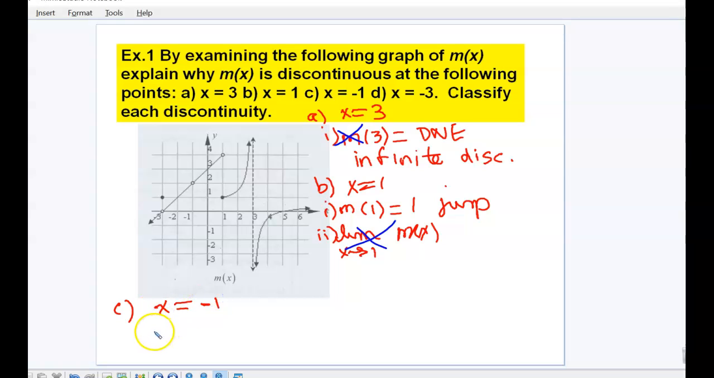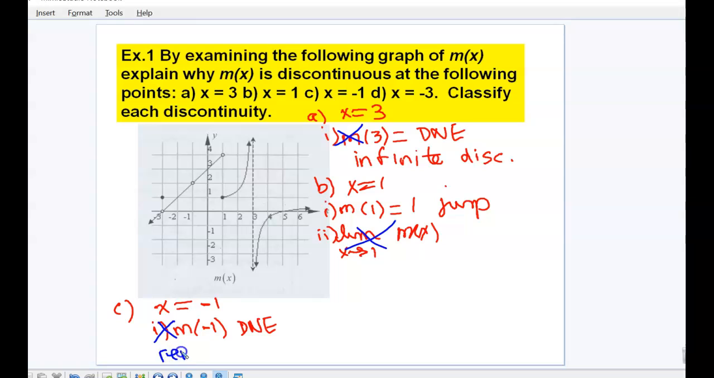So first of all, is there a value of the function at -1? And if we look, no, there is not. This doesn't exist. And if we look at the graph, it breaks down in statement 1. There is a hole in the graph, and it's a linear function with a hole.